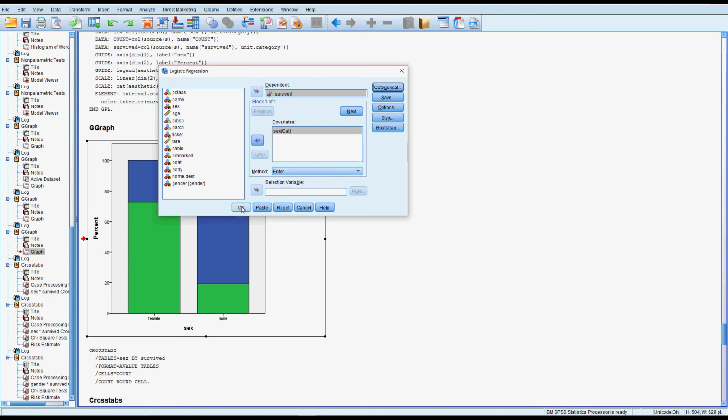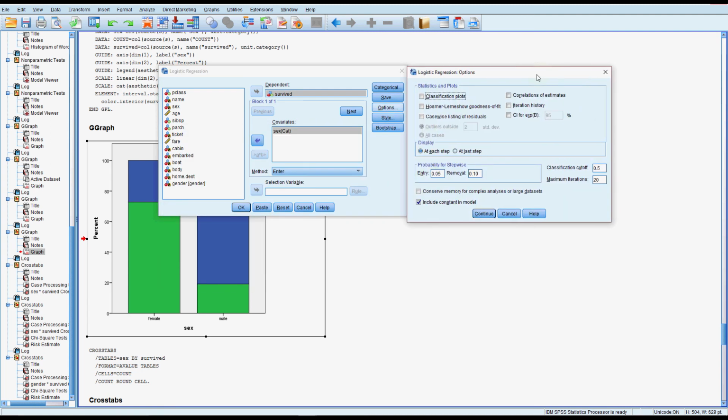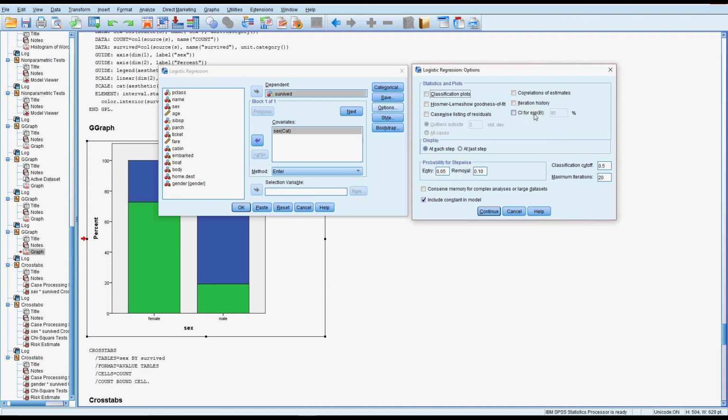And that's it. Oh no, options. We need our confidence intervals out. So confidence interval for exponential beta. So this is our confidence interval. In your head, you just need to blur this out and put odds ratio. Tick that off. And typically when you see logistic regression reported in papers, they will give you your exponential beta or your odds ratio and the confidence interval for it.